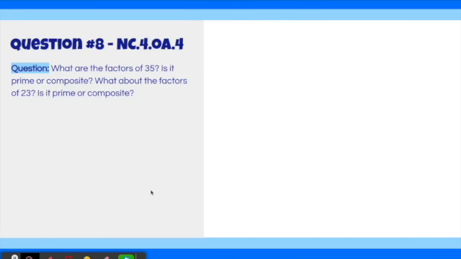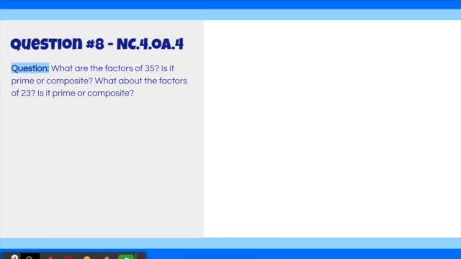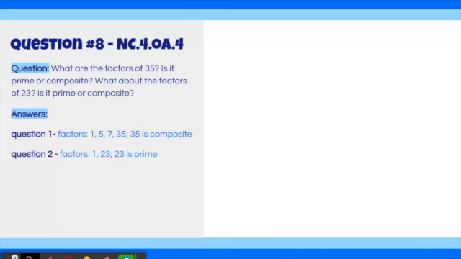Question number 8. What are the factors of 35? Is it a prime or composite number? What about the factors of 23? Is that a prime or composite number? Okay, so pause the video here if you need more time to figure this one out. So these are the answers to this question. So the factors of 35 are 1, 5, 7, and 35, and 35 is a composite number. The factors of 23 are 1 and 23. 23 is a prime number.